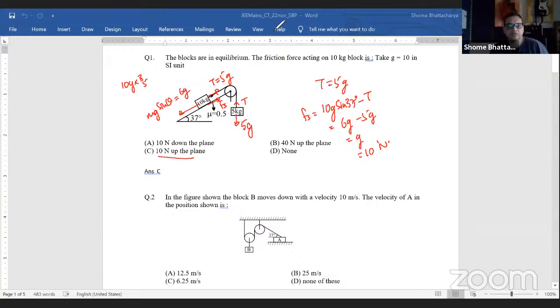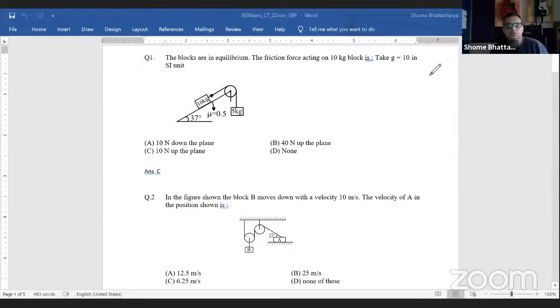Anay and Ranak? Okay. Anay, is it clear to you, beta? Okay. Let's move on to the second question.